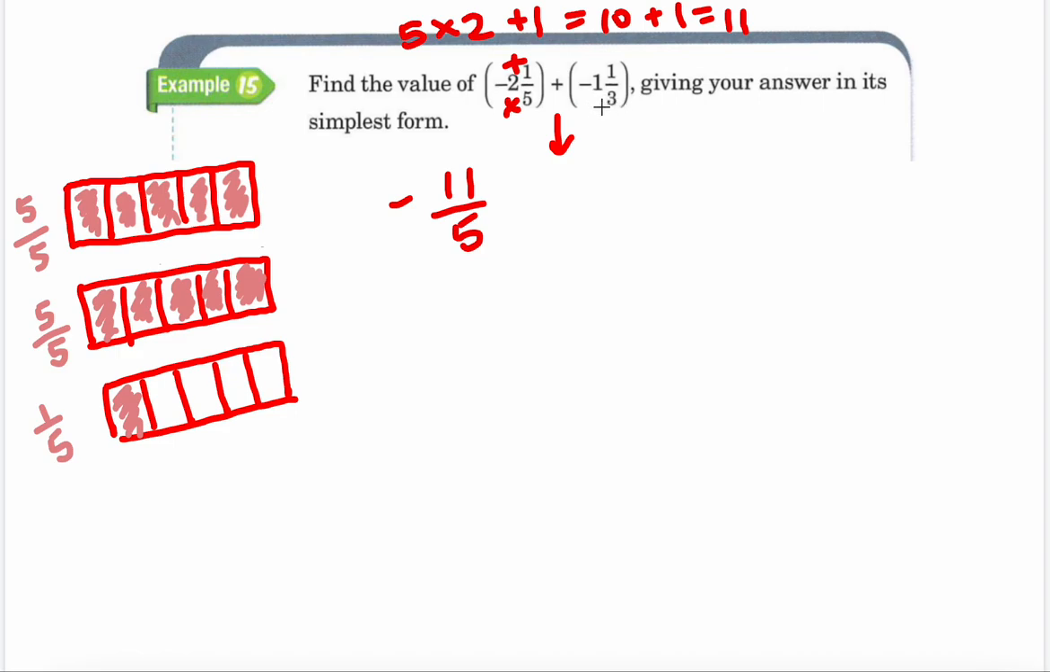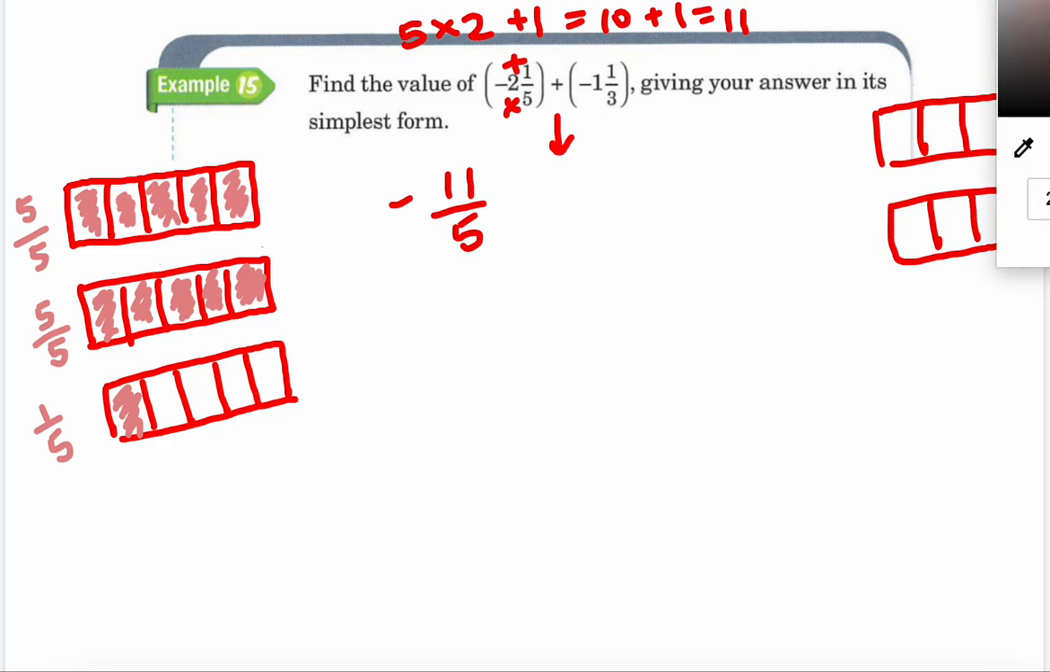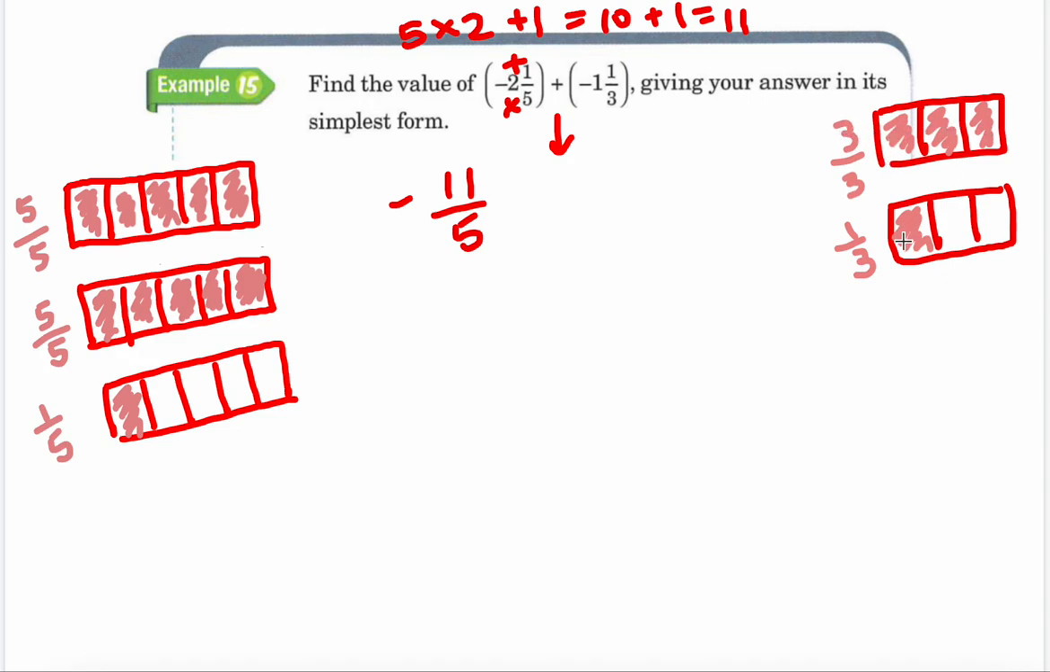Okay, so with negative 1 1/3, it's just the same thing. I could draw myself 1 1/3. So here's a 1, and then this will be for my third. And again, I'll shade it in. So here's 1 whole, which is 3 over 3, and then 1/3. So when I'm trying to figure out my improper fraction, it would just be 1, 2, 3, 4/3.